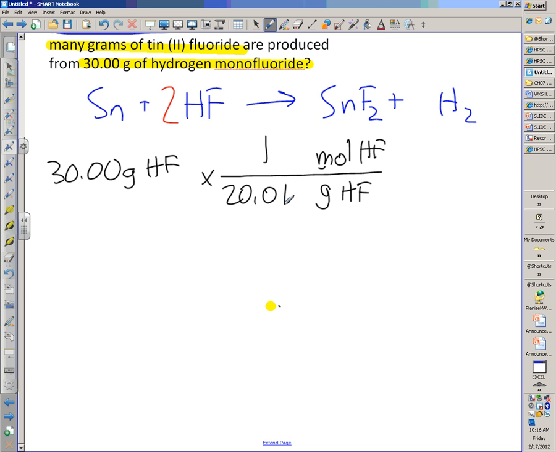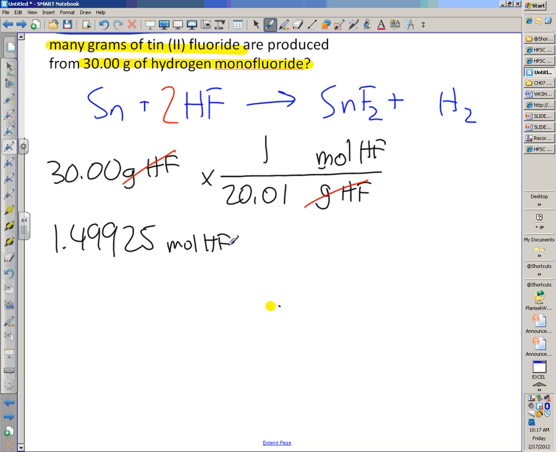The FM. When we do our math here, grams cancel, and then we're left with about 1.5, right? It's pretty close to 1.5. It should be 1.49925. And that's moles of hydrogen fluoride.